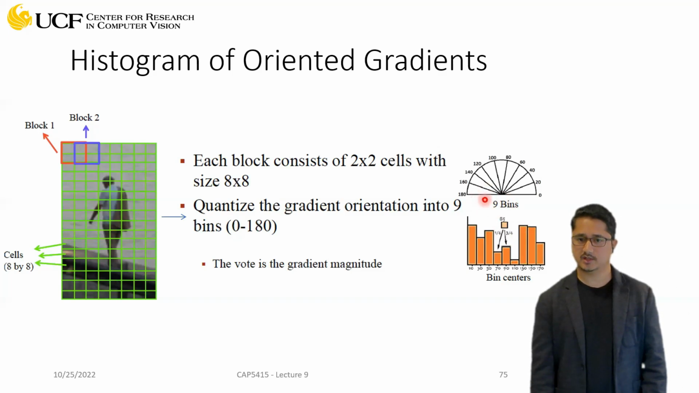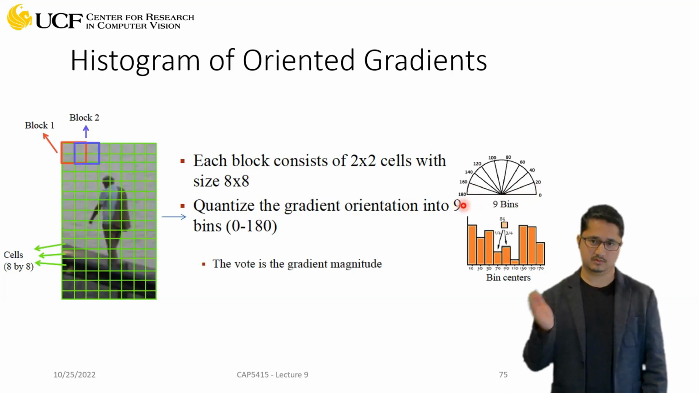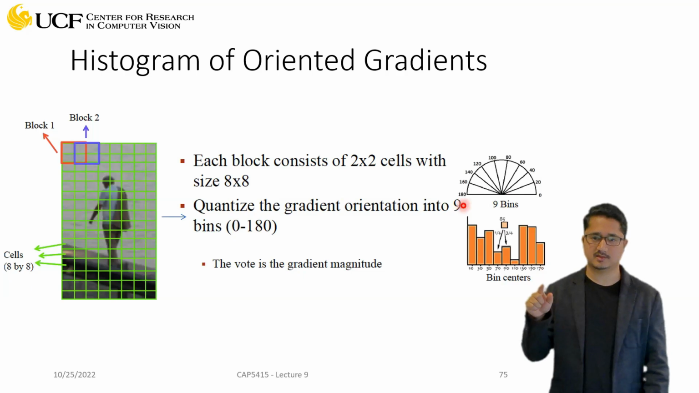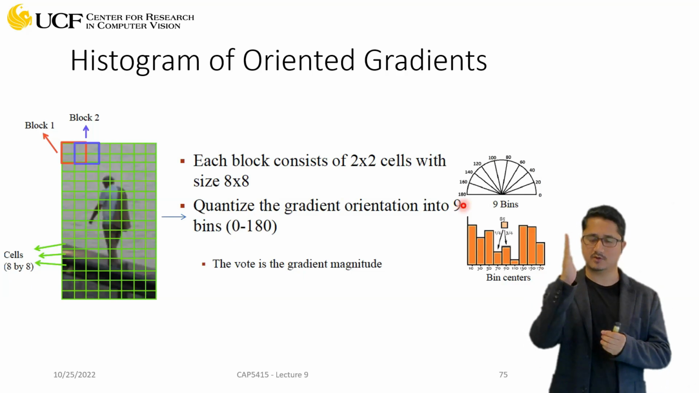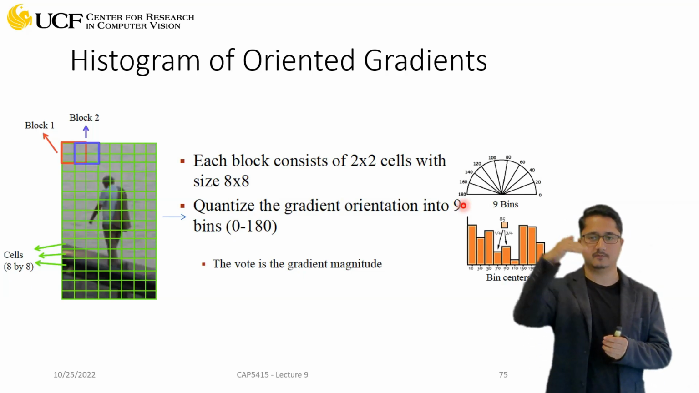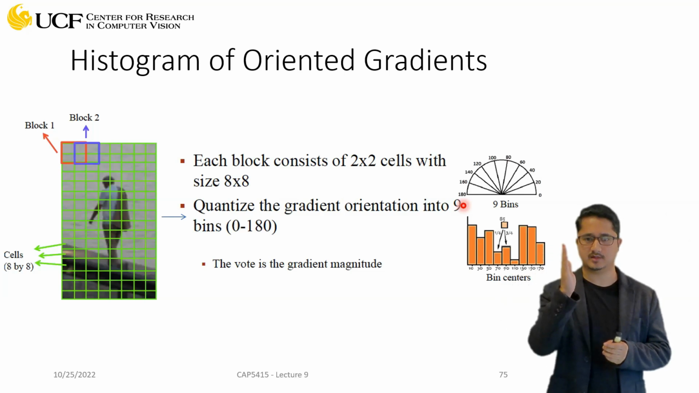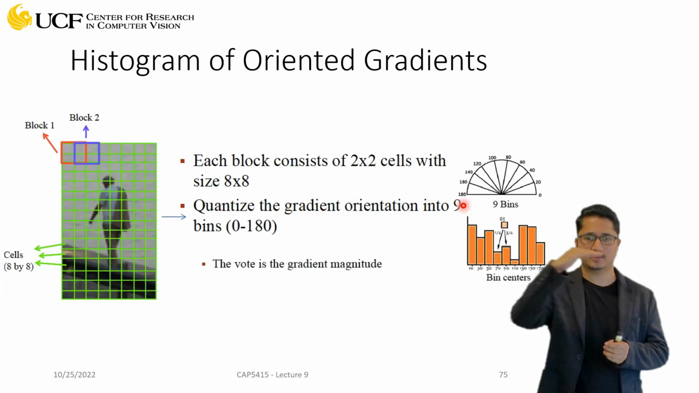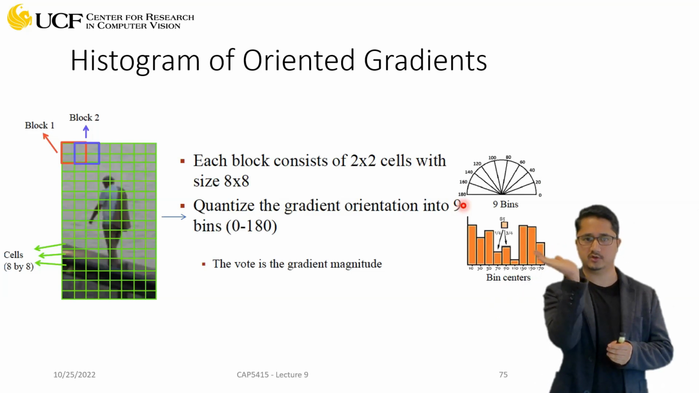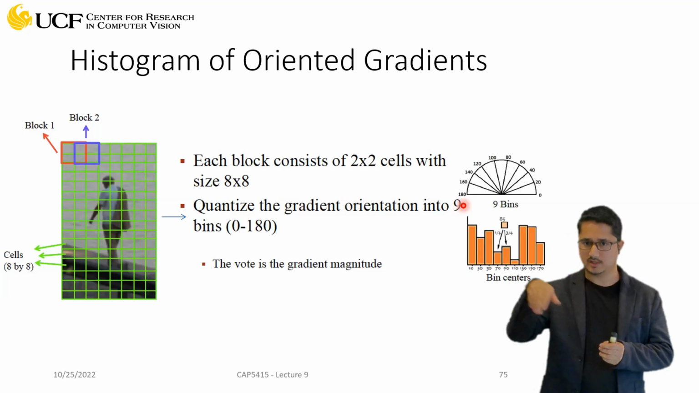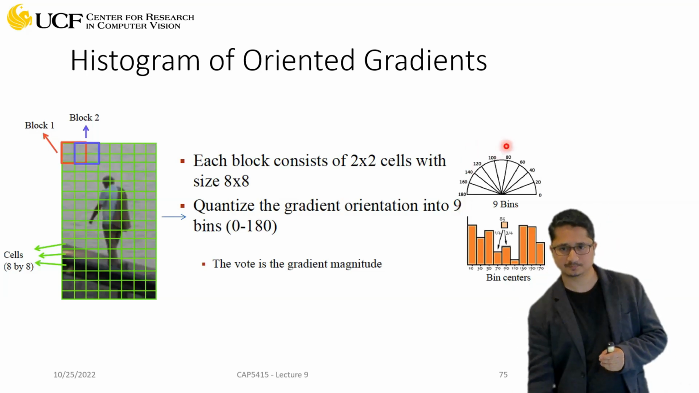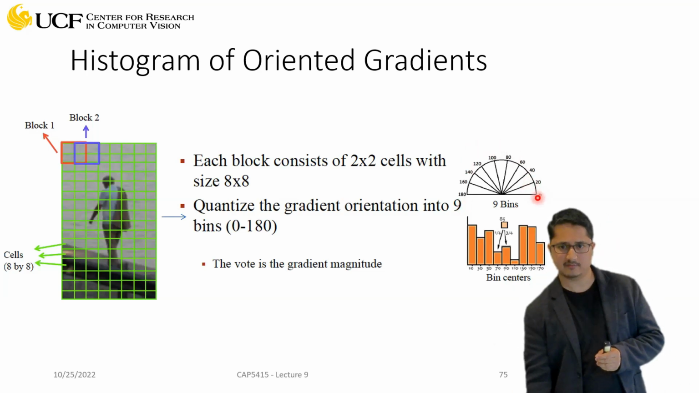So your orientation can go from 0 to 180 degrees, right? Let's ignore the complete 360-degree cycle, because if it's a vertical edge, it doesn't matter whether it's pointing upwards or downwards. It's just an edge in this direction. Similarly, if it's a horizontal edge, it doesn't matter whether it's pointing towards left or right. So let's ignore that 360-degree view. So we'll have orientations from 0 to 180 degrees, right?